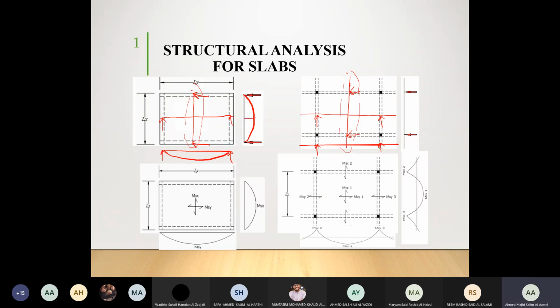Now, since this is for X, we call this one Mx positive. And then since this is parallel to Y, we call it My positive. Okay, so this is what you can see. One is Msx, one is Msy. M is moment, S is span, X is short, Y is long. Okay, the other side as well, it goes in the same way that we have done.